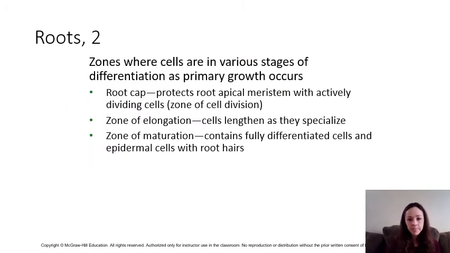The apical meristem, which is located at the tip of the root, is protected by a root cap. The root cap is tough and slimy, so it can easily move through the soil and protect the dividing cells. Both monocot and eudicot roots have the same zones. So the root cap contains a zone of cell division. Next is the zone of elongation, which is where the cells differentiate into different kinds of cells and they'll lengthen in size. Next is the zone of maturation, which contains fully differentiated cells. The epidermal cells, located on the outside of the root, now have root hairs.